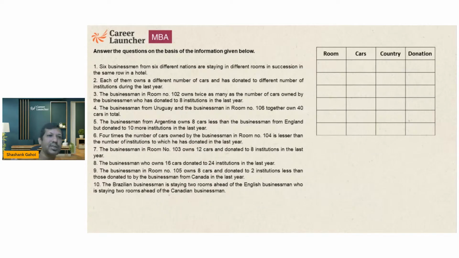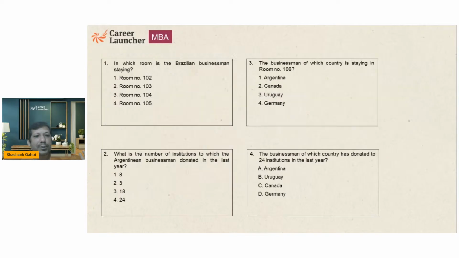Now this is something that we have already created as a table. Now just read and understand the first one. So I have already made a table: there are rooms, cars, country, and donation. Whenever I have been telling this since the starting, whenever you approach a set, always do one thing: read the questions first.